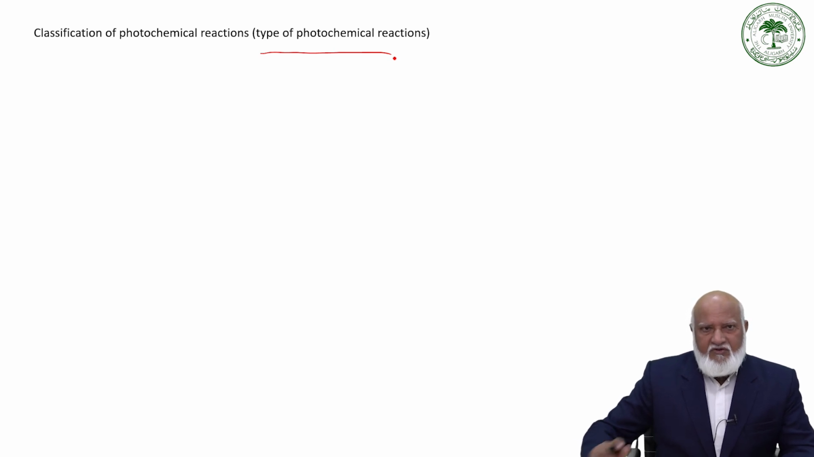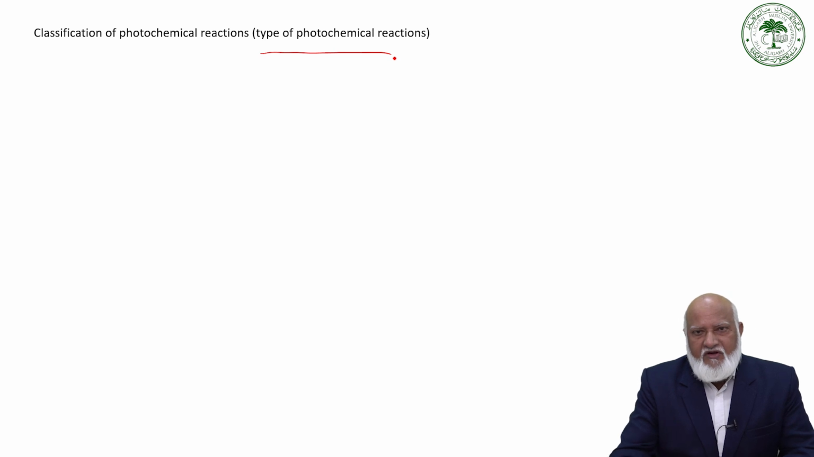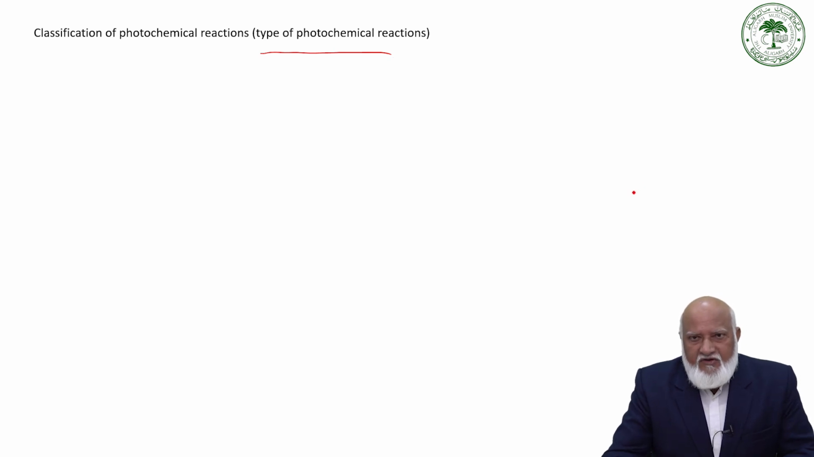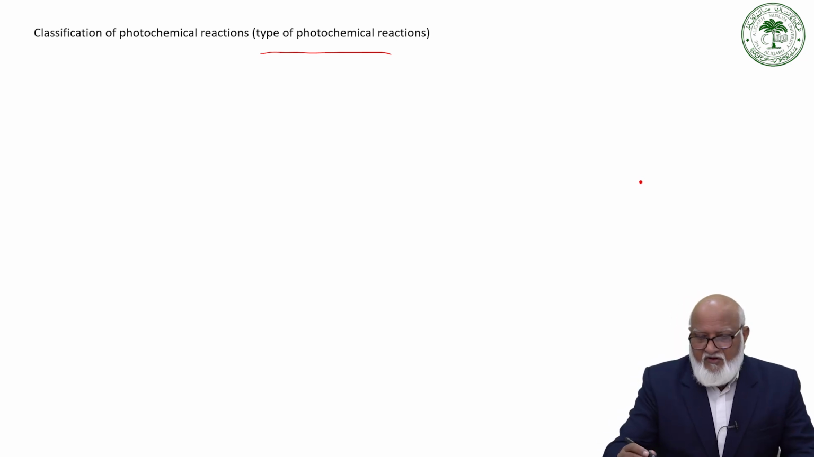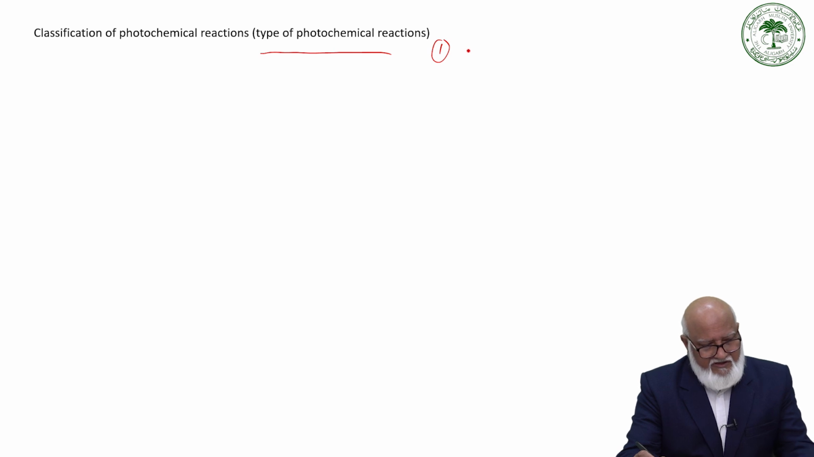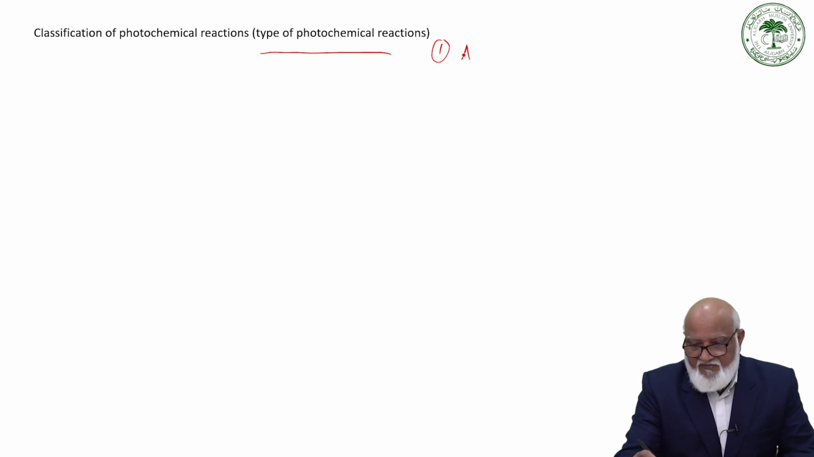Now coming to the next one, the classification or types of photochemical reaction. Photochemical reactions have been classified into three different types based on the potential energy curve for the ground state and the excited state. The three different types are adiabatic, non-adiabatic, and hot ground state.